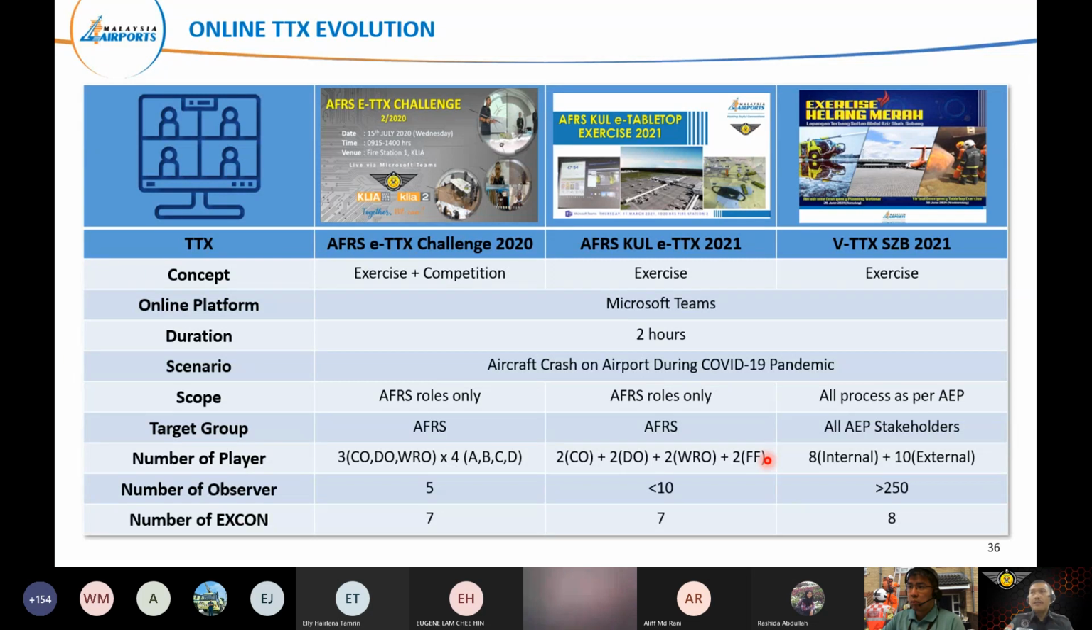So last week, last Wednesday, we conducted an exercise, but this one was special, involving all AP stakeholders. Even though there were a few players, we had more than 250 participants or observers. At one time, it reached 300 participants during last week's exercise.